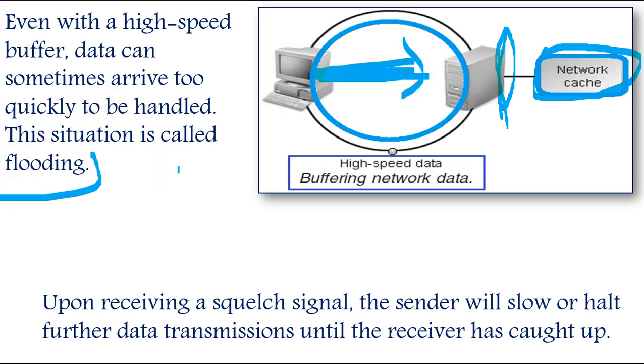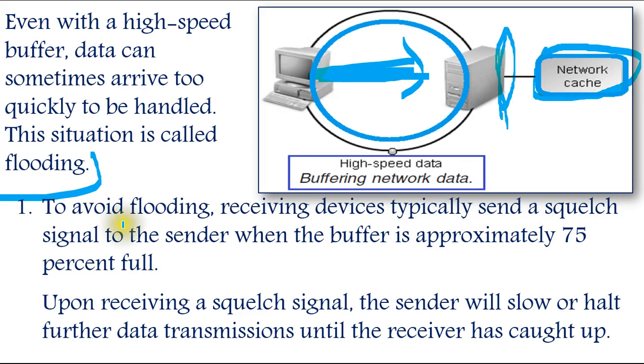To avoid flooding, a receiving device typically sends a squelch signal to the sender when the buffer is approximately 75% full. So here, to avoid this flooding, this receiving device will send one squelch signal to the sender. Upon receiving a squelch signal, the sender will slow or halt further data transmission until the receiver has caught up.